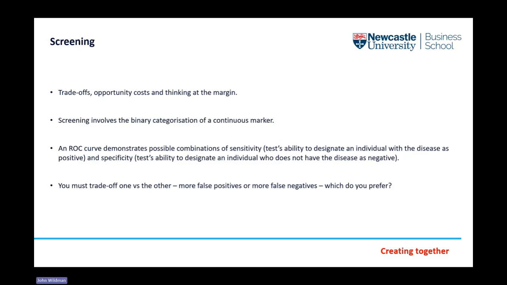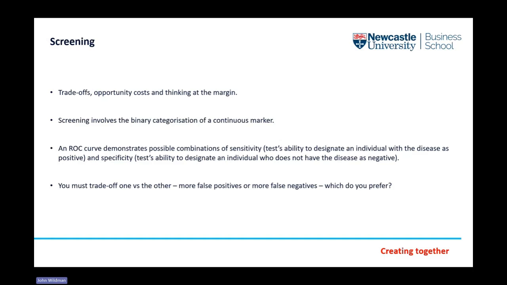So screening, generally the way that screening works is that there's some continuous marker, and that continuous marker is classified at some binary classification point, so some threshold. And if that marker is above a certain value, you're considered to have a positive test result, which generally indicates the presence of a condition. And if it's below a certain value, you're considered to have a negative test result, which suggests absence of a particular condition. So we have positives, negatives.